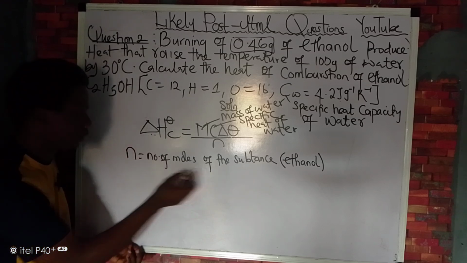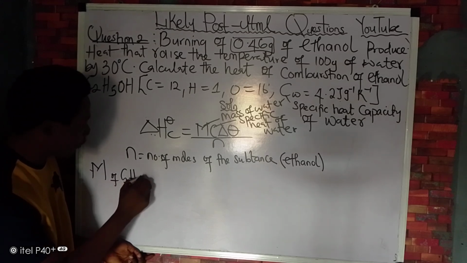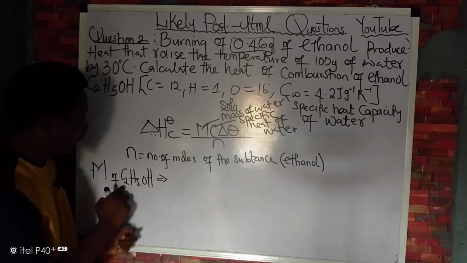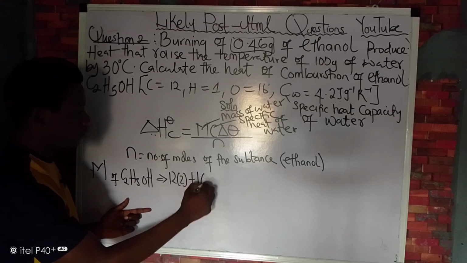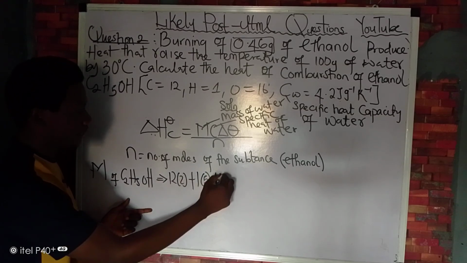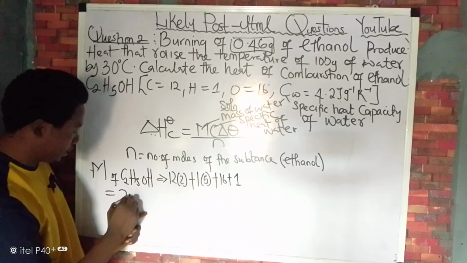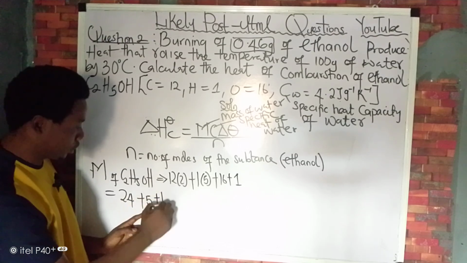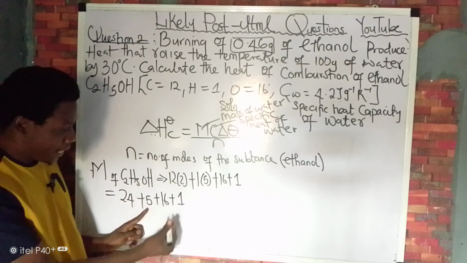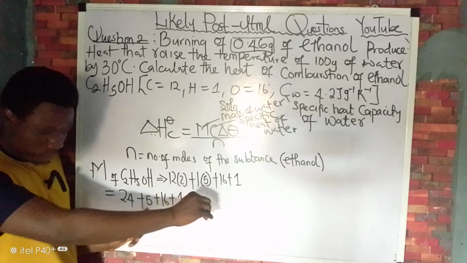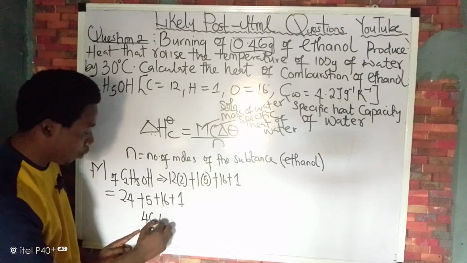So let's do that quickly. Mass of ethanol, C2H5OH. That will give us carbon is 12 times 2, plus hydrogen is 1 times what? 5. Oxygen here is 16. Then plus your 1. So this will give us 24 plus 5 plus 16 plus 1. So 24 plus 5 will give us 29, plus 1. That will give us what? 30 plus 16. That will give us 46 grams per mole.